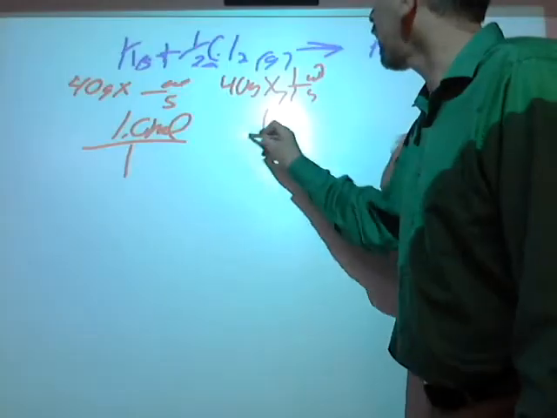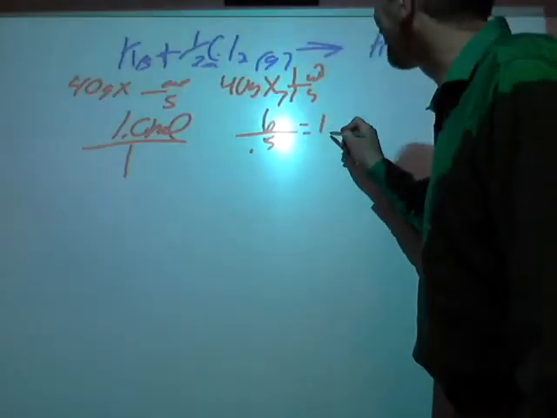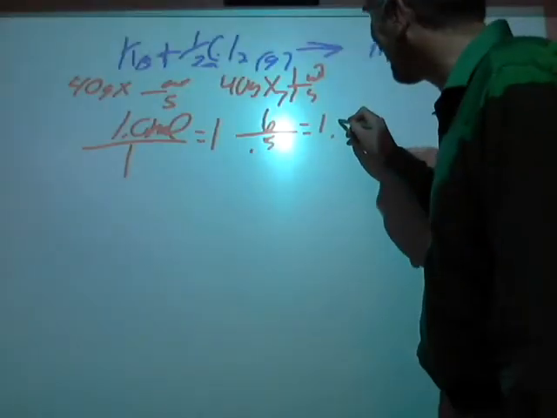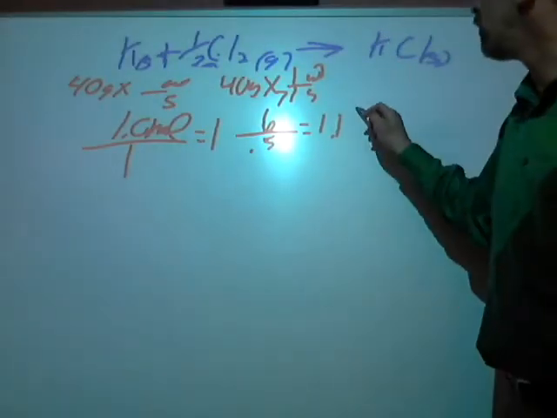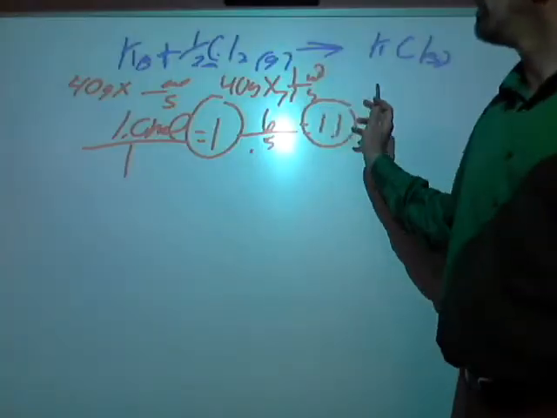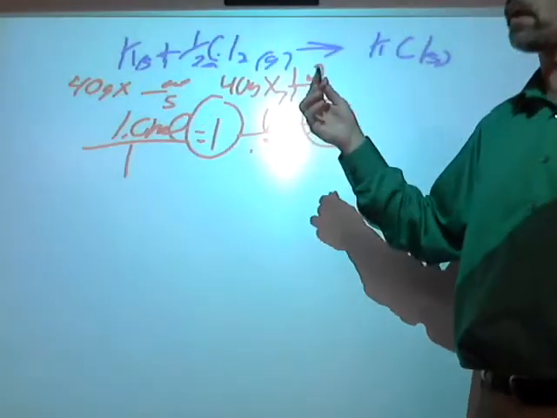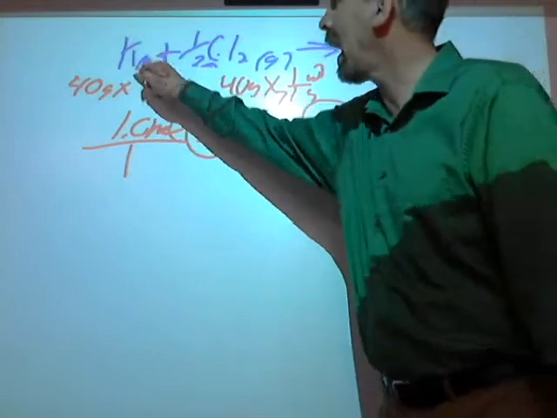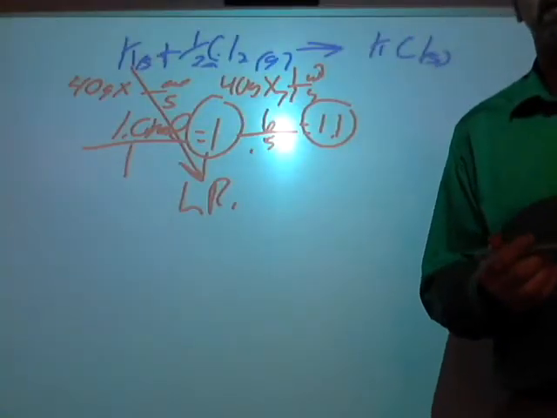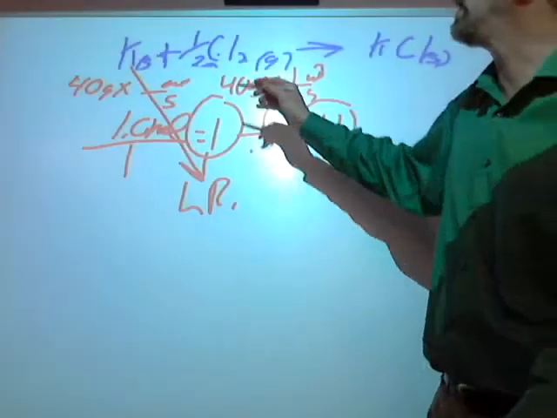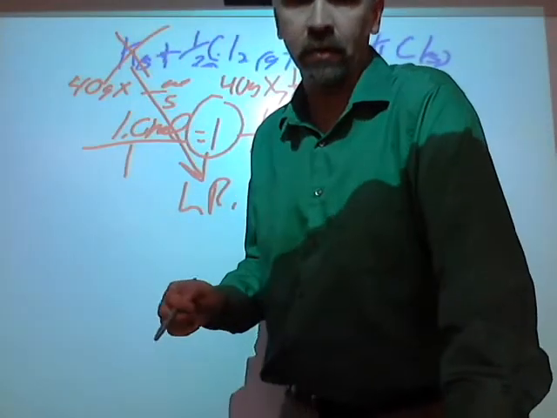0.6 divided by 0.5 is slightly greater than 1, maybe 1.1. So you figured out you've got more chlorine than you have potassium. You still have to use your head. That means potassium is the limiting reactant. Potassium is the limiting reactant in this case. All right? So it is all used up, correct?